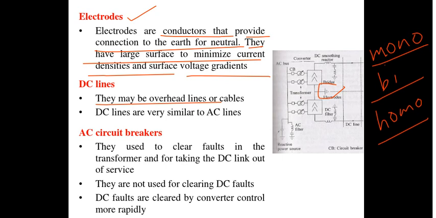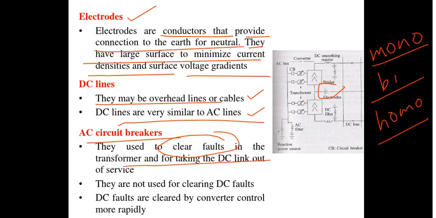And the AC breakers. The AC circuit breakers are basically used to clear the faults in the transformer for taking the DC link out of service, right? They are not used for the clearance of the DC fault, because AC circuit breakers cannot be deployed for clearing the DC faults. You need to have DC circuit breakers. That is one of the major bottlenecks or limitations as long as the HVDC system is concerned.